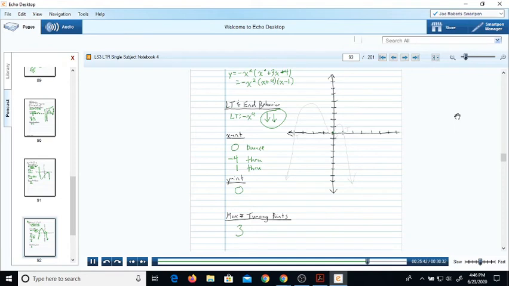So let's mark our intercepts. We got an x-intercept at 0, where it's going to bounce. Put a little tiny b there. Got an x-intercept at negative 4. It's going to go through. Another x-intercept at 1, where it's going to go through.